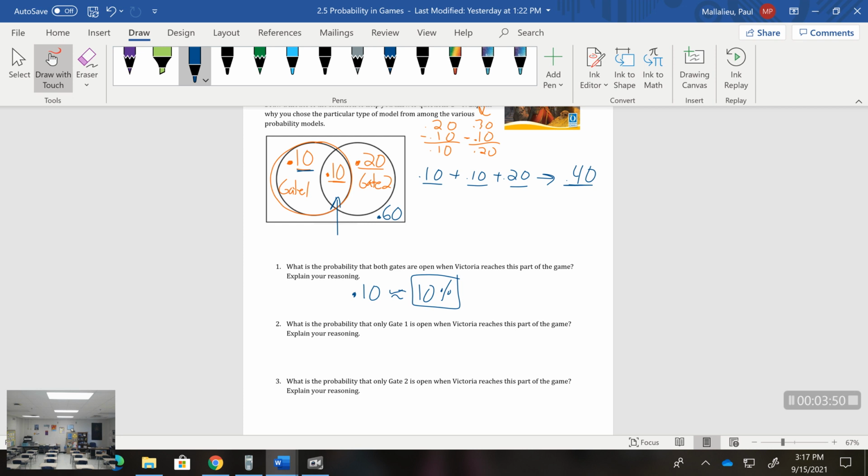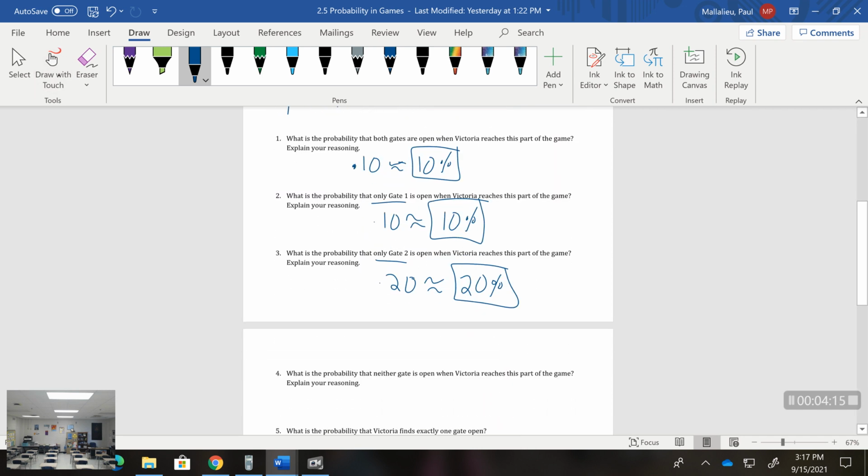What's the probability that only gate 1 is open? Well, only gate 1, that's also right at 10%. So 0.10 or 10%. What's the probability that only gate 2 is open? All right, so you see how once we got this Venn diagram, we can find all this stuff pretty straightforward. So getting the setup is the hard part.